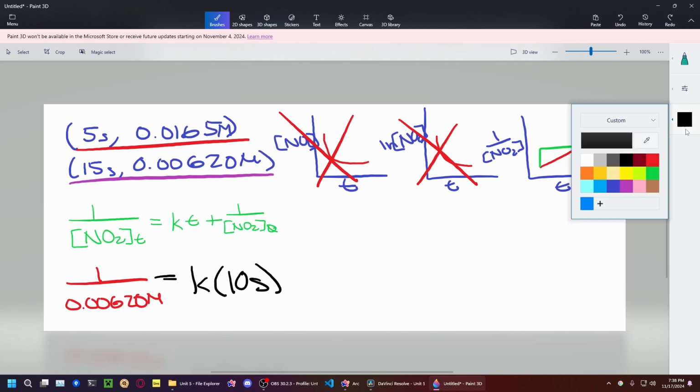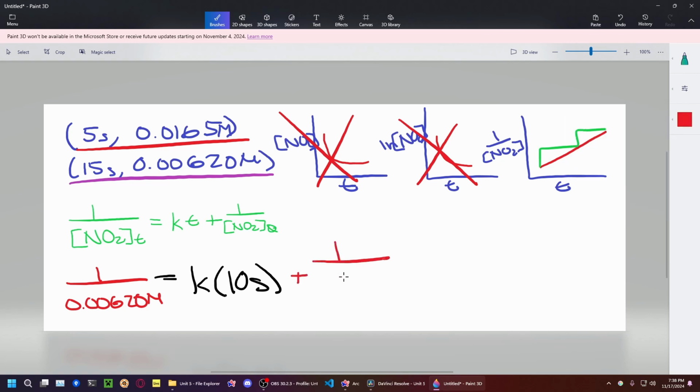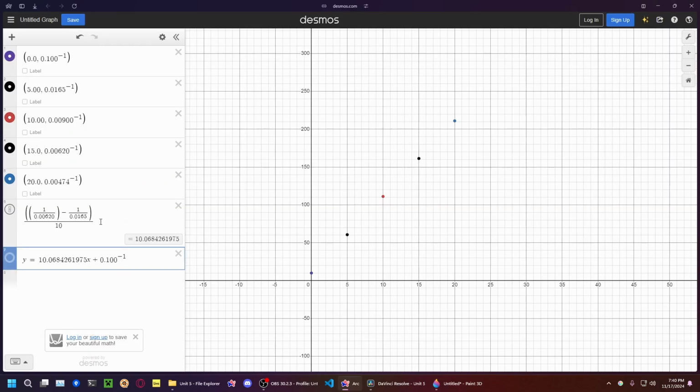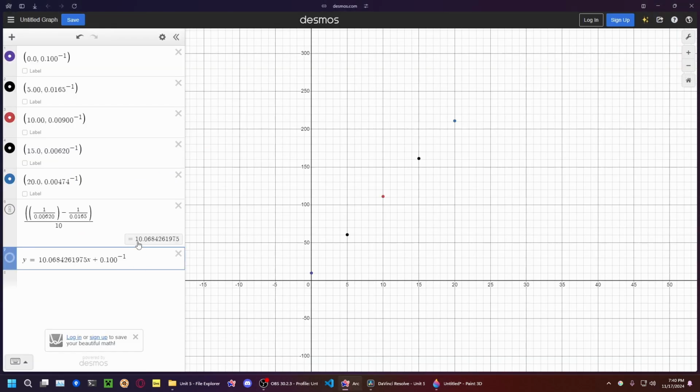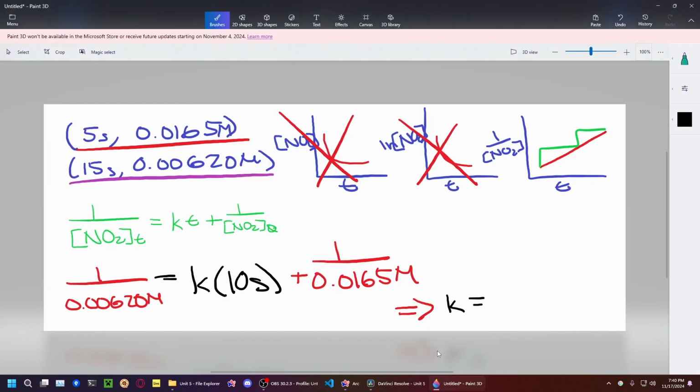And then we're going to add it, put this in red, by 1 over 0.0165 molar. Now if I do the math, I subtract both sides by 1 over 0.0165 molar, and if I divide by 10 seconds, I can get a value of K. So plugging it into my calculator, whenever I subtract it and then divide it, or just change in y over change in x to get my positive K slope, I'm going to get a number of about 10.07. And that all makes sense because K's are usually between 0 to 10 or 1 to 10-ish, as long as it makes sense.